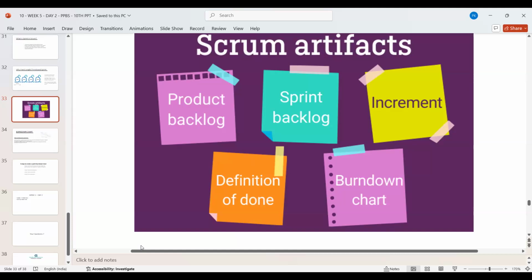So the speed, and also the count, if you are lacking on the completion, do we have to speed up, or do we need to convey or update the sprint goal? So whatever you are doing, you can take decisions on the basis of the burn down chart.